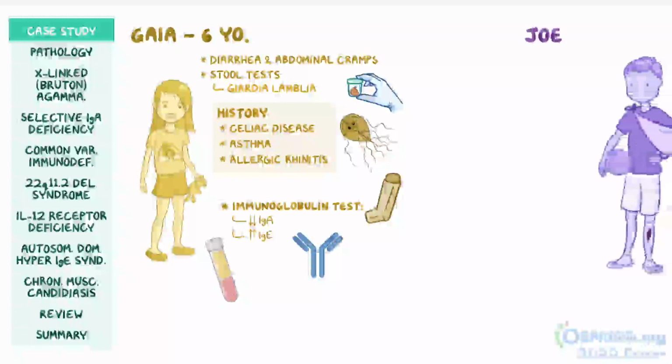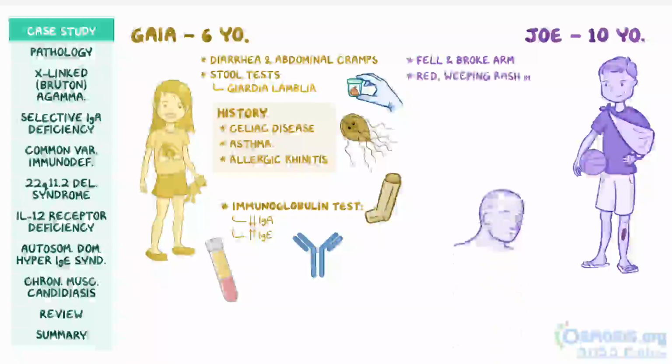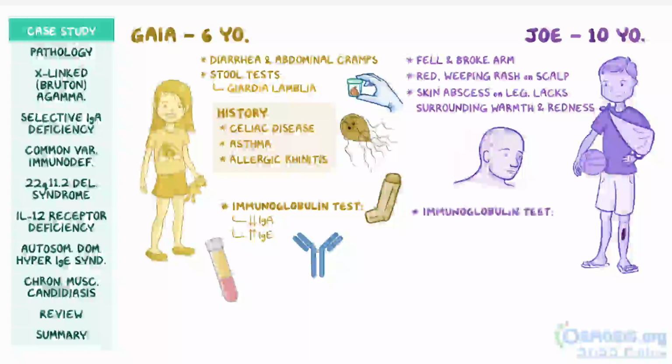Next comes Joe, a 10-year-old boy that's brought to the clinic because he fell and broke his arm. Upon physical examination, you notice a red, weeping rash on his scalp. You also notice that there's a skin abscess on his leg that lacks any surrounding warmth and redness. Joe's parents tell you that he develops abscesses like that all the time. You order an immunoglobulin test for Joe too, which reveals increased IgE but normal IgA levels.